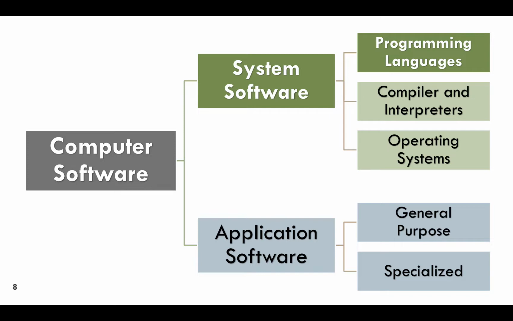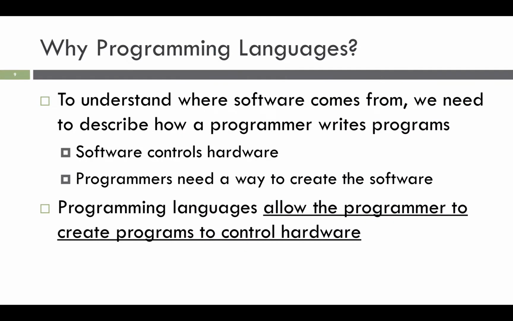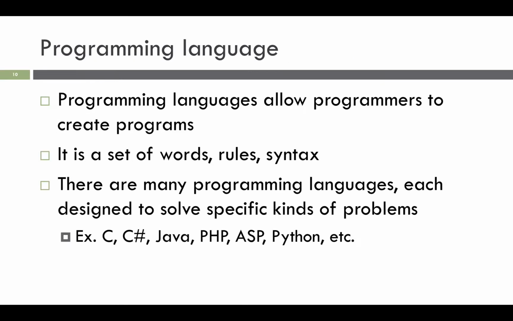The first subgroup of system software is programming languages. To understand where software comes from, we need to describe how a programmer writes programs. Software controls hardware and tells it what to do. Programmers need a way to create the software. Programming languages allow the programmer to create programs that control hardware. Engineers develop programming languages to help programmers write software. Programming languages consist of a set of rules that programmers use to process data.